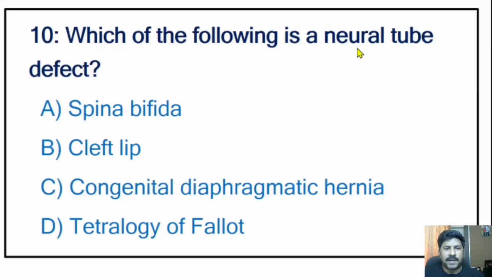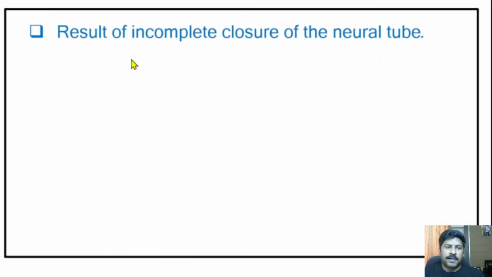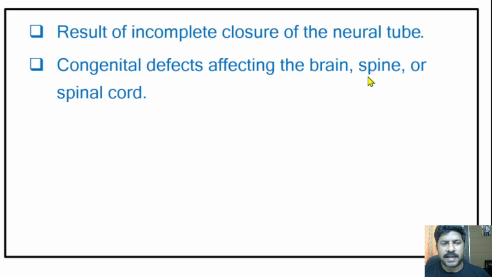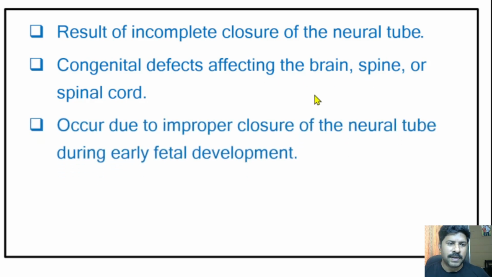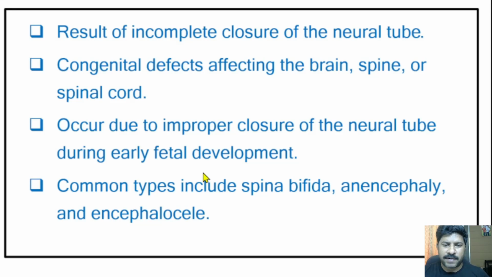10th question, which of the following is a neural tube defect? Spina bifida, cleft lip, congenital diaphragmatic hernia, tetralogy of Fallot. So it is an easy question. The correct answer is spina bifida, a neural tube defect. It results from incomplete closure of the neural tube. These are congenital defects affecting the brain, spine or spinal cord. It occurs due to improper closure of the neural tube during early fetal development. Common types include spina bifida, anencephaly and encephalocele.